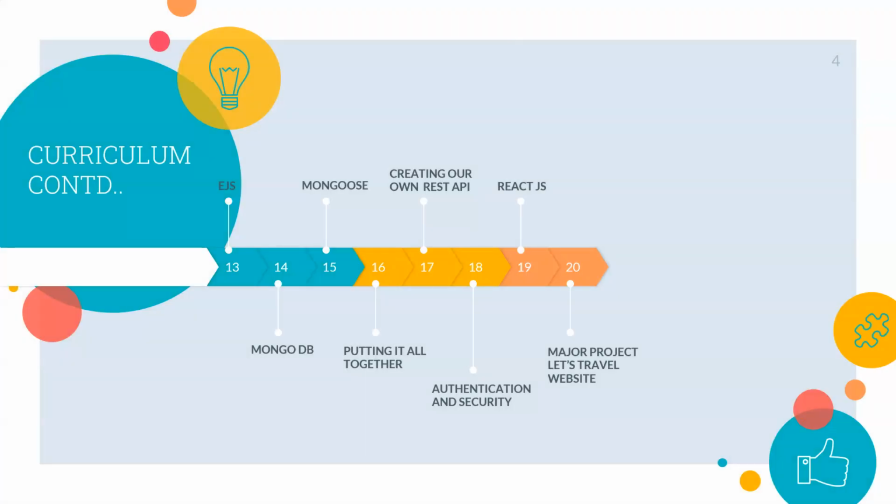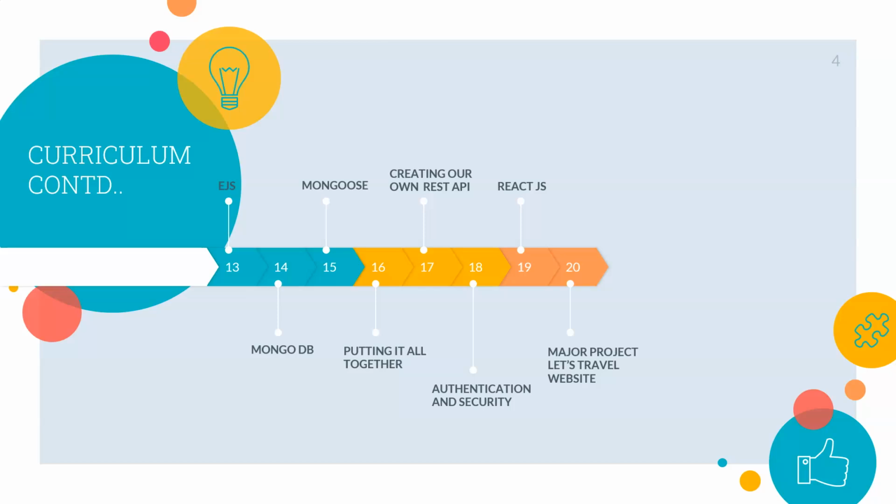Next one is EJS. In this section, we will see what is embedded JavaScript and how we can use this EJS and what are the advantages of using EJS. After that, we have MongoDB. In this, we will see how we can interact with our MongoDB database and how we can perform CRUD operations, that is create, read, update and delete, inside this MongoDB database. After that, we have Mongoose. In this Mongoose section, we will see how we can interact with our MongoDB database via Node.js through Mongoose.